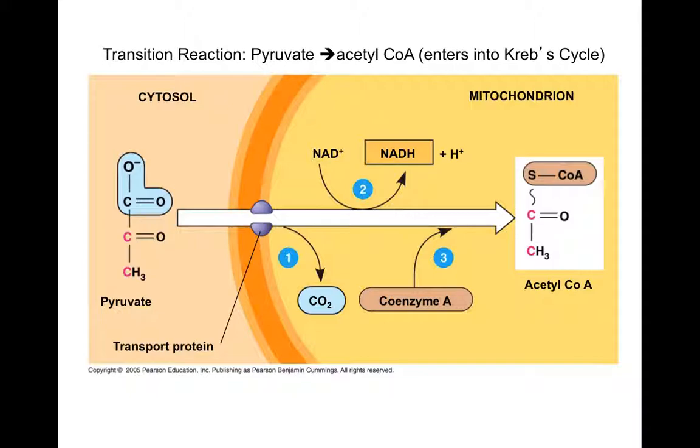The transport proteins located on the outer membrane of the mitochondrion sometimes require ATP to shuttle them into the mitochondria. In this process, the pyruvate loses a carbon in the form of carbon dioxide. During this process, electrons are stripped from the pyruvate and are given to the NAD, reducing it to NADH. Also during this reaction, you can see in step 3, coenzyme A is added, forming acetyl-CoA that now can enter into the Krebs cycle. Note also that the acetyl-CoA is in the internal portion of the mitochondria, the matrix.